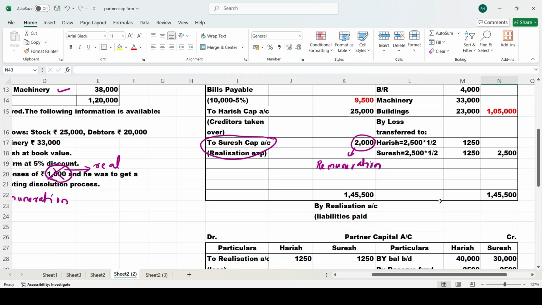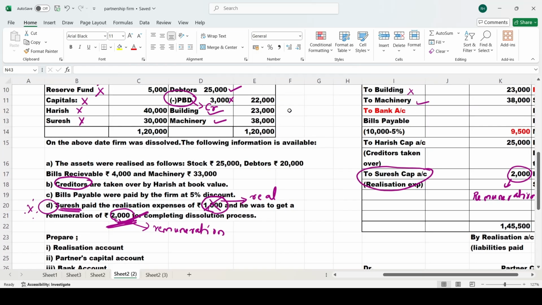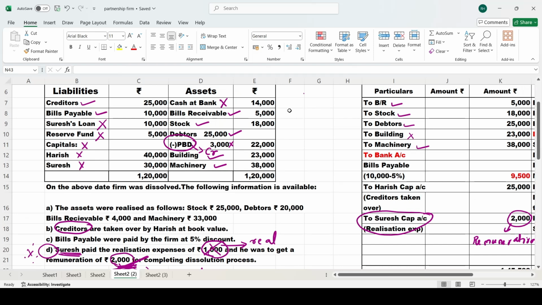When it is paid by the firm, that is by bank account, it will go to bank account. When paid by the partner, it will go to the partner's capital account. Anyway, it comes to the opposite side of the accounts. Hope you have understood this adjustment. Very, very important. Please prepare with that adjustment. We'll come up with the next video with another complicated adjustment.